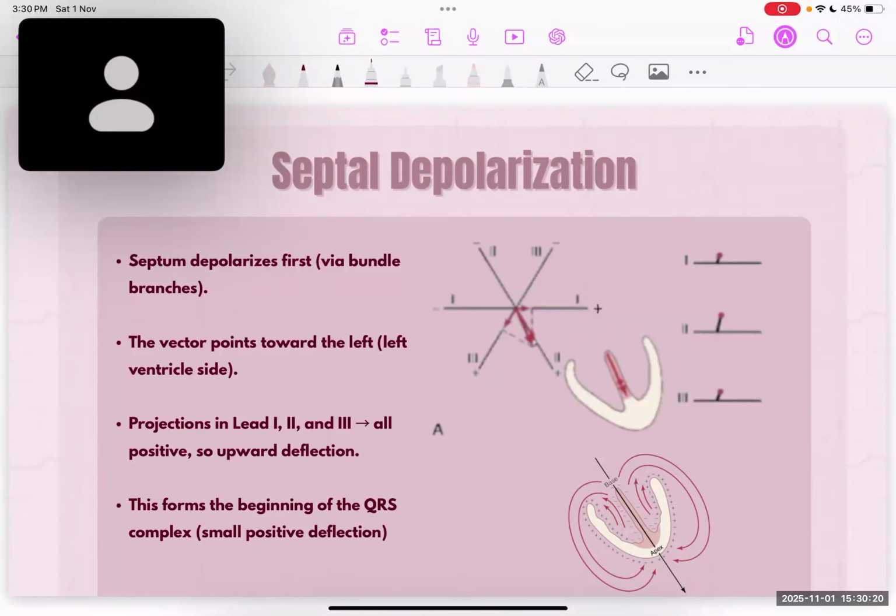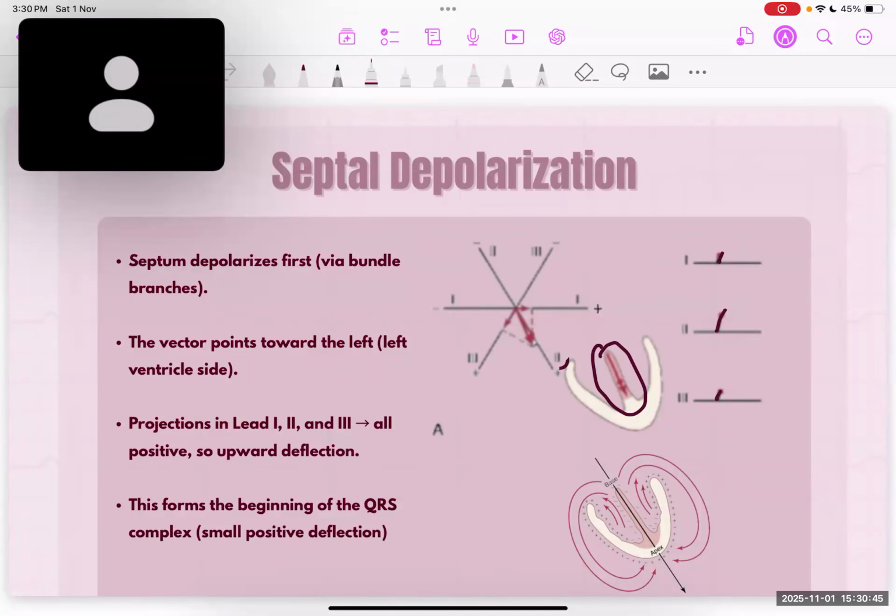So the septum is going to depolarize first via the bundle branches. The vector is going to point towards the left ventricle side. So this is our vector. Now, we're going to have projections on lead 1, lead 2, and lead 3. And we're going to see that all of them, if you can notice the arrows, are going towards the positive side. What does that mean? You're going to have positive deflections. Hence, you're going to start drawing. It's going to go positive.